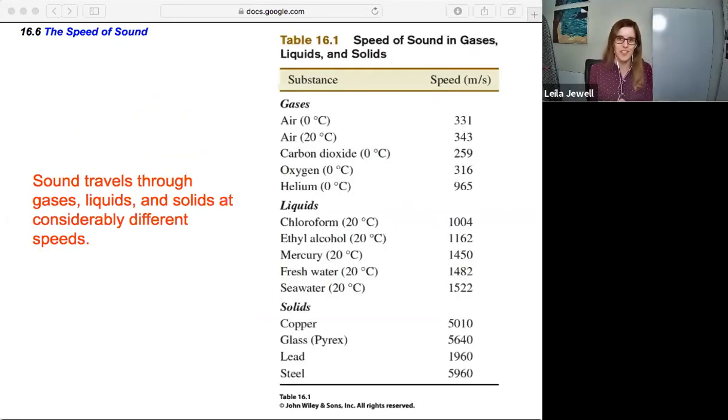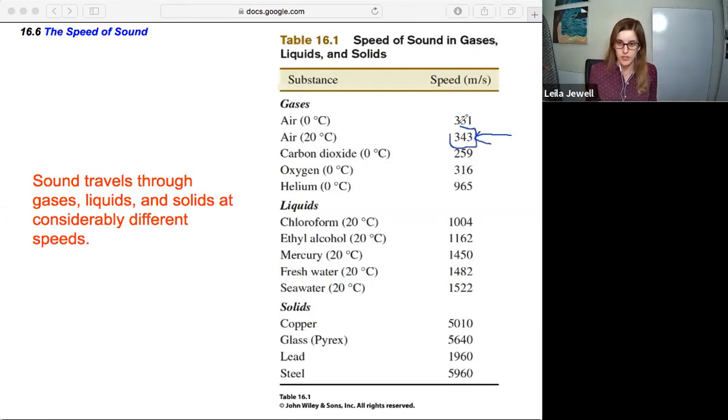Section 16.6, the speed of sound. So it turns out that sound travels through gases, liquids, and solids at considerably different speeds. This table 16.1 shows a number of different ones, right? We're most familiar with gases, specifically air at 20 degrees Celsius. This is going to be our standard speed of sound, 343 meters per second.